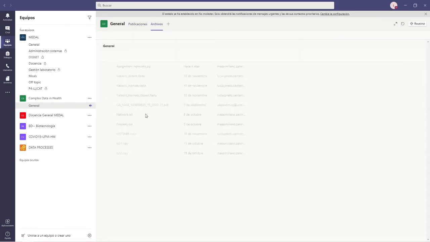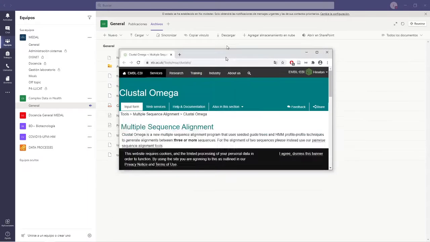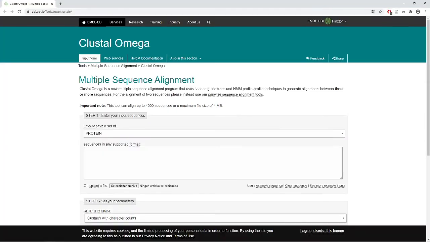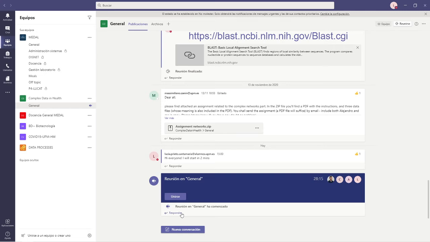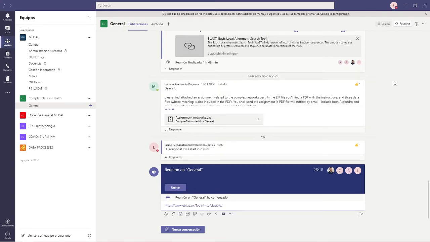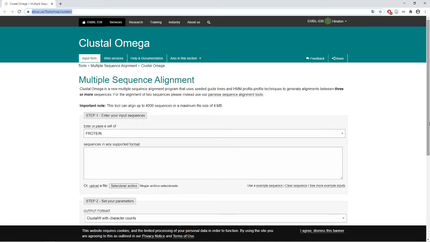You have it here. I uploaded the previous day these frataxin FASTA files. These three from here, that I think you already have from the previous day, so you won't have to download them again. And go to the Clustal Omega page. I will put it in Teams for you. Here, please go to the page, and you should be here.